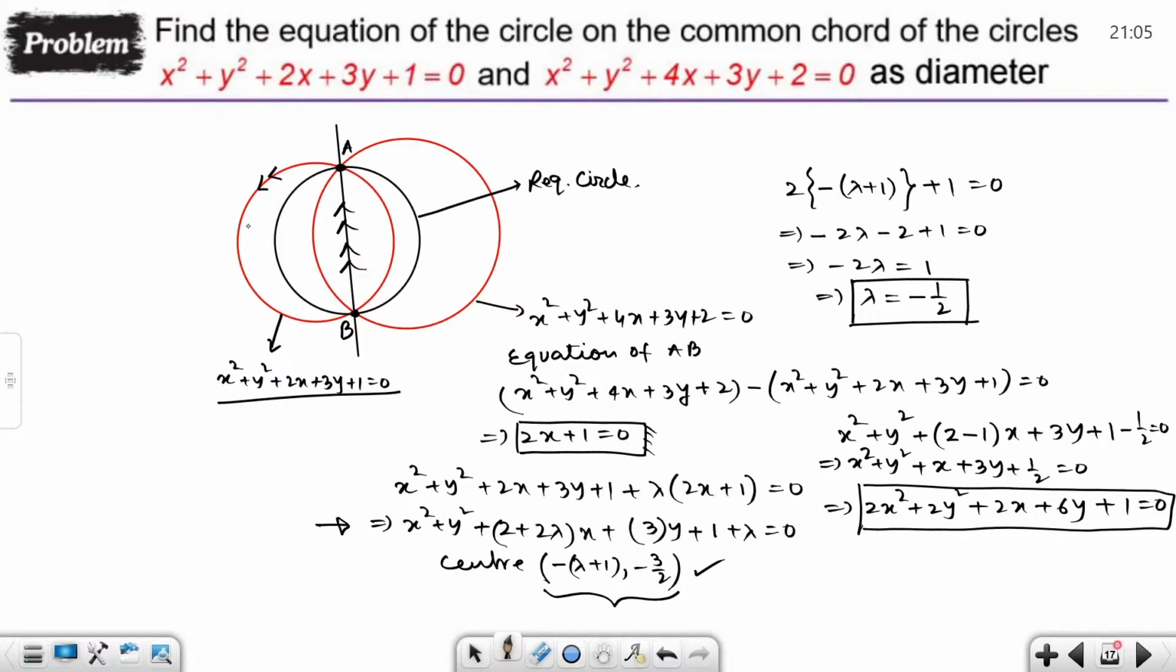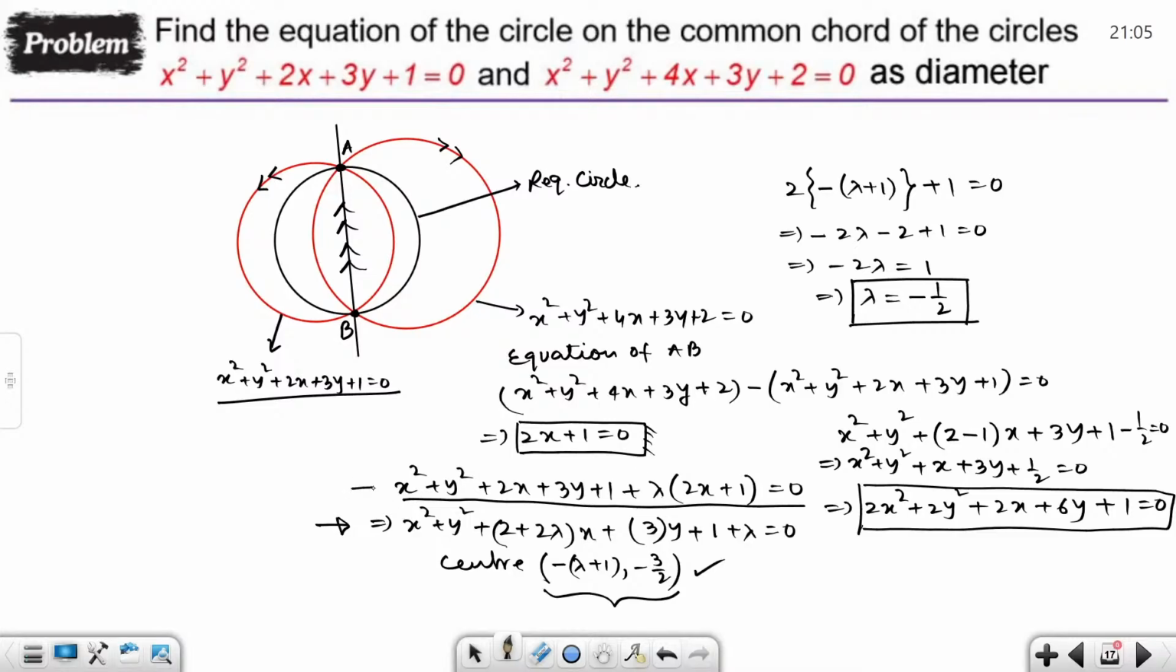Now one can ask me, sir, why have you taken the first circle? If I take the second circle, the family of circles passing through the point of intersection of the second circle and the radical axis of the common chord, will it be the same? Yes, it will be the same thing. So there I got the family of circles, and in our required circle, AB is the diameter.